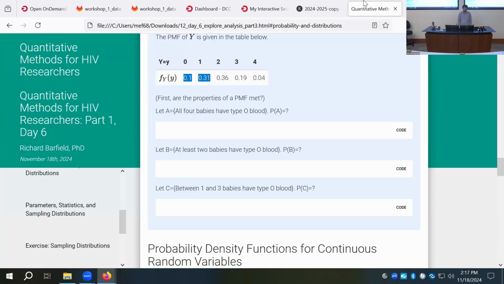All right. So what's the probability that between 1 and 3 babies have type O blood?